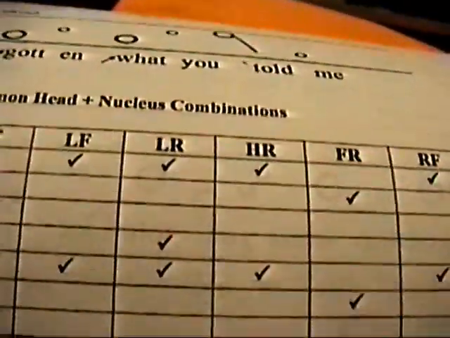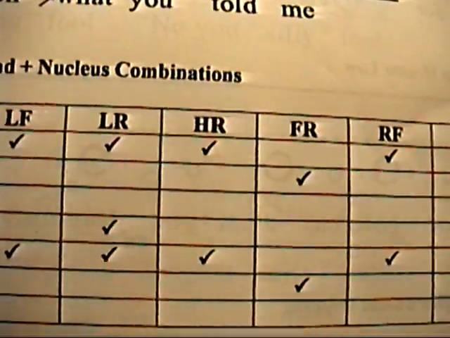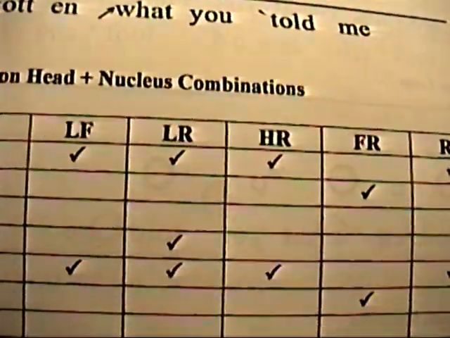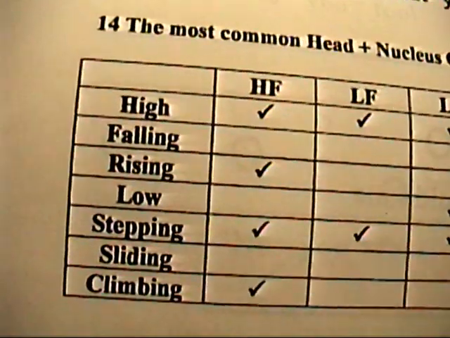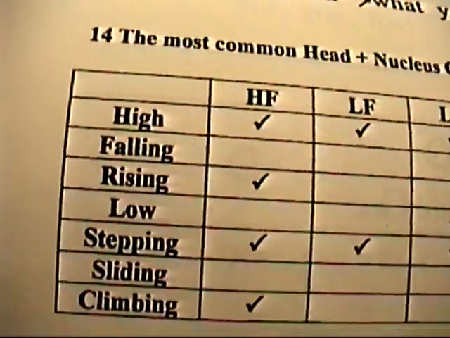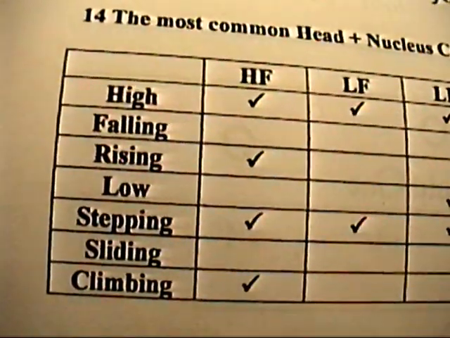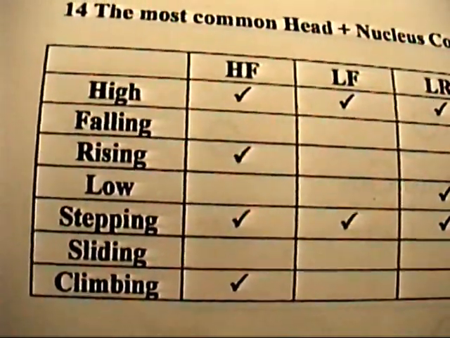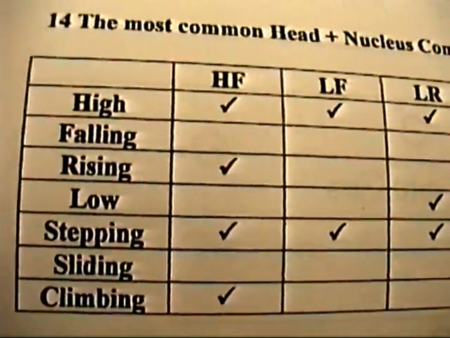Finally, at 14, and I'm not going to say too much about this, you'll need to practice these combinations in your backup classes. I've given you a little table where the left-hand column is the head type: high, falling, rising, low, stepping, sliding. The columns to the right of that are all the nuclear tones: high fall, low fall, high rise, low rise, fall-rise, and mid-level. And a tick in a box means that combination of a head followed by that particular nuclear tone, you're going to come across fairly frequently.